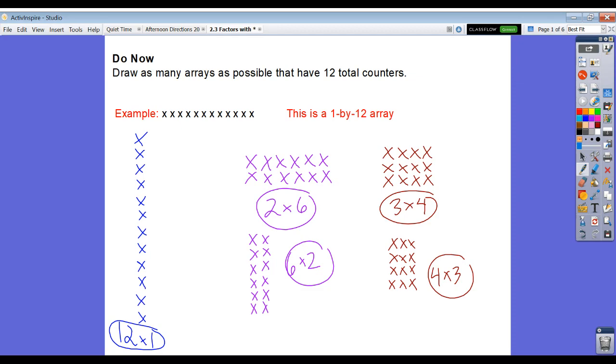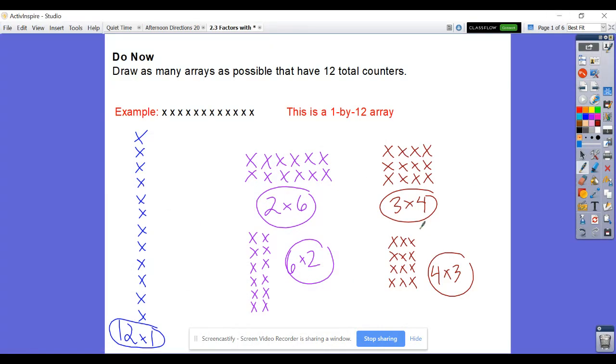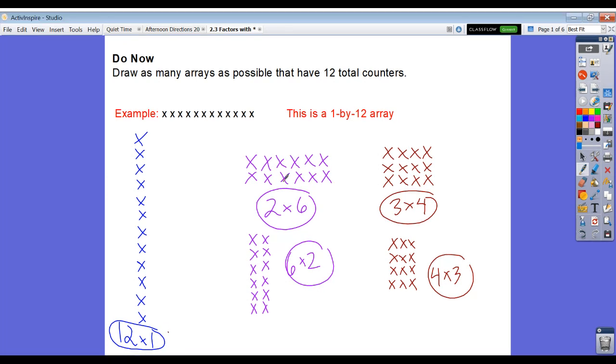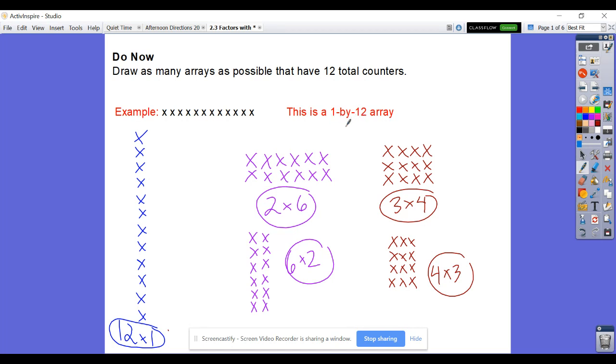Welcome back. Hope you had fun drawing some arrays. Take a look at all these possibilities. So you could also have drawn a 12 by 1 array. We sometimes call these a turnaround fact, right? 1 by 12, or you just kind of flip the array to get the 12 by 1. You could have had a 2 by 6 array, or the turnaround fact, a 6 by 2 array. You could have had a 3 by 4 array, or the turnaround fact, a 4 by 3 array.